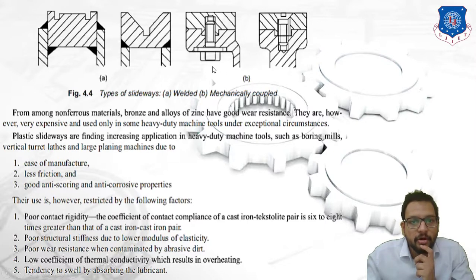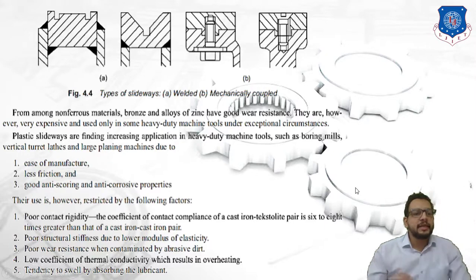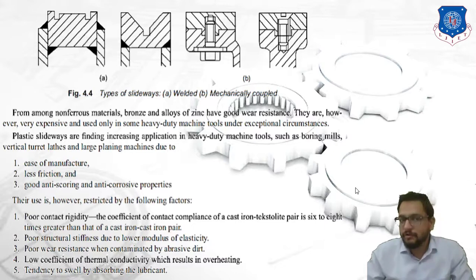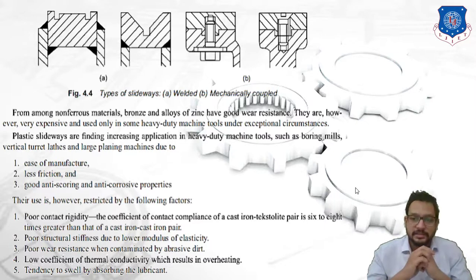It is screwed from the bottom side and attached, that is, both bed and slideways are attached. Over here also a nut and bolt assembly is used to attach both of them. Okay, now next, slideways can be made from various non-ferrous materials such as bronze and alloys of zinc, which also provide good wear resistance. They are however very expensive and we can use them only in heavy duty machine tools.